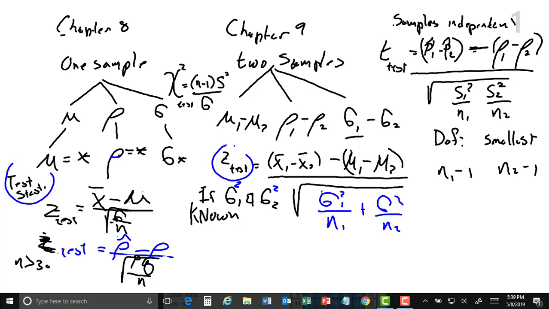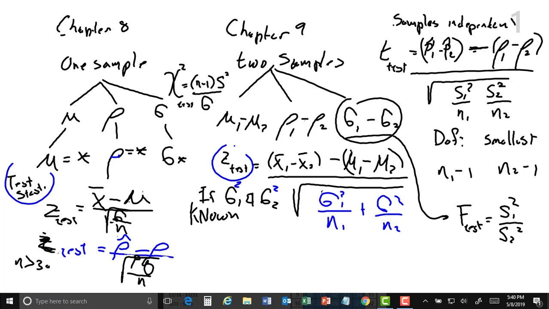Now, how about when we're comparing two sigmas? If we compare two sigmas, you will have these equations too. When you're looking at the difference of two, this is your test statistic. It's called an F. So we'll be testing S1 squared over S2 squared. This is our test statistic, using the sample deviations of two populations, where we have to set it up so that S1 squared is larger than or equal to S2 squared.